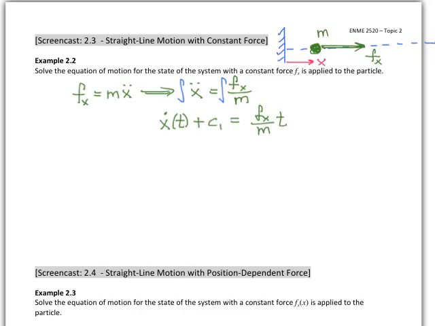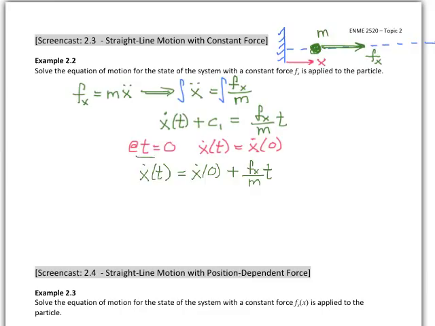And so we'll take care of this with a boundary condition, which is that at time is equal to 0, x dot t is equal to x dot at that time 0. And so when we apply this, we get the general expression for our state, which is x dot t is equal to an initial speed plus the force that's being applied to the particle. Remember, this is a constant force multiplied times t. And so this gives us the general expression for the speed of the particle when a constant force is being applied.